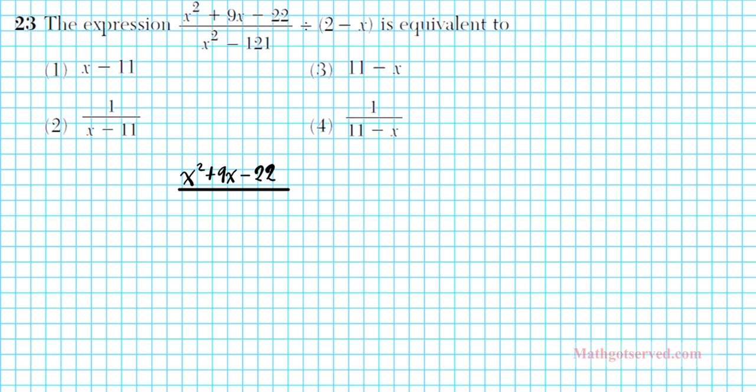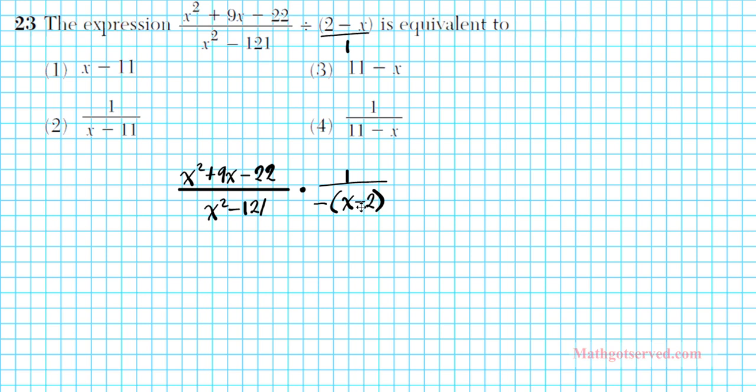x squared minus 121 divided by, now this division, if you're dividing by a term, is the same thing as multiplying by the reciprocal, right? So I'm going to multiply this by the reciprocal of that. 1 over, now x minus 2 minus x, I can reverse the order and write it as negative x minus 2. Okay? If you switch the order of a difference, you have to introduce a negative sign there, because we know that subtraction does not commute. All right, so that's the setup that we have.